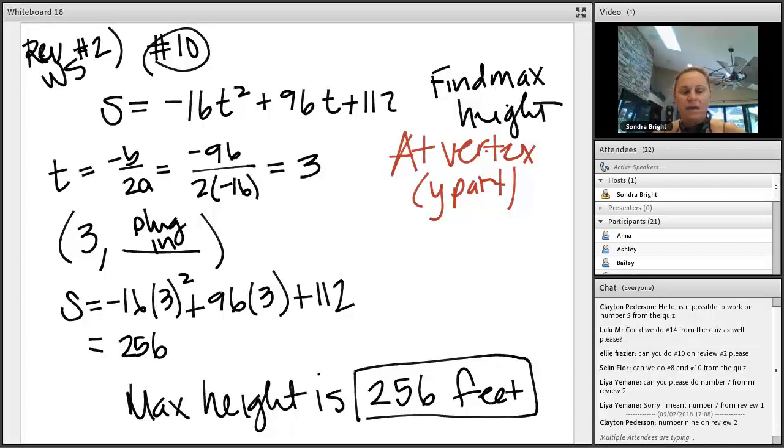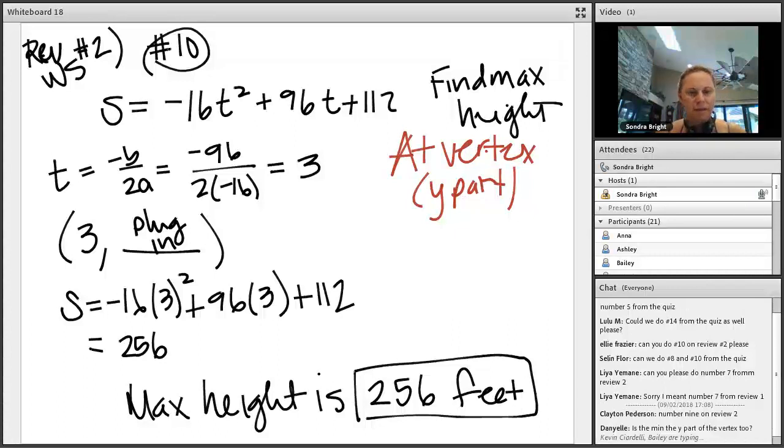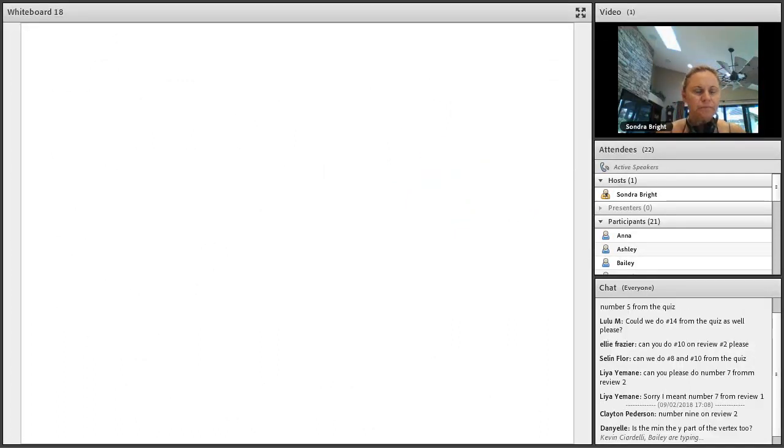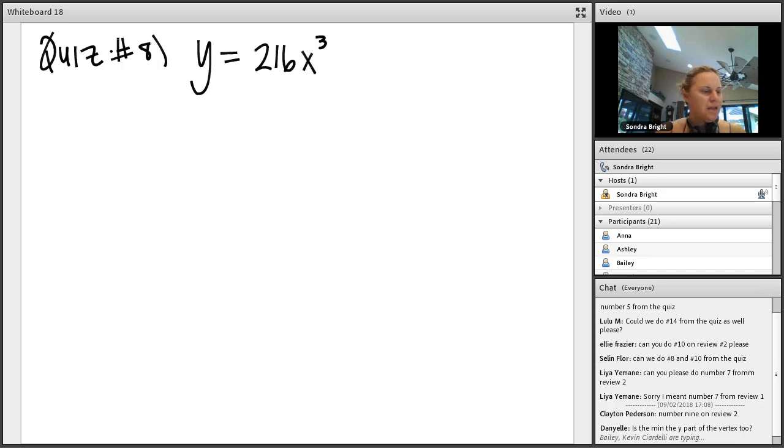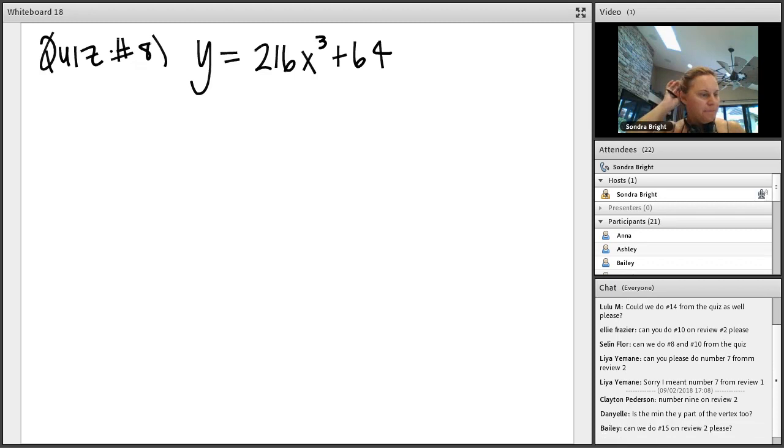Okay, and then number 8 and 10 from the quiz. Quiz number 8 is y equals 216x cubed plus 64. And they want us to find all of the exact solutions.